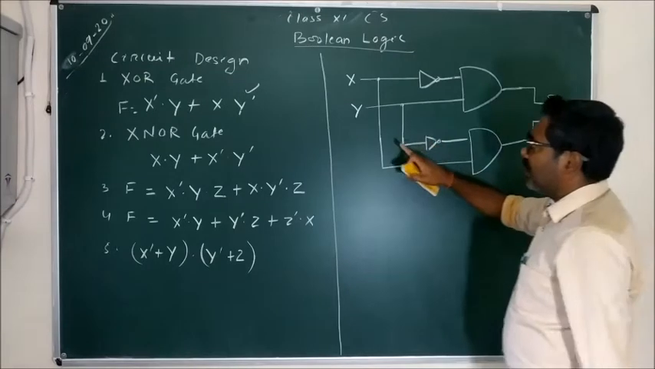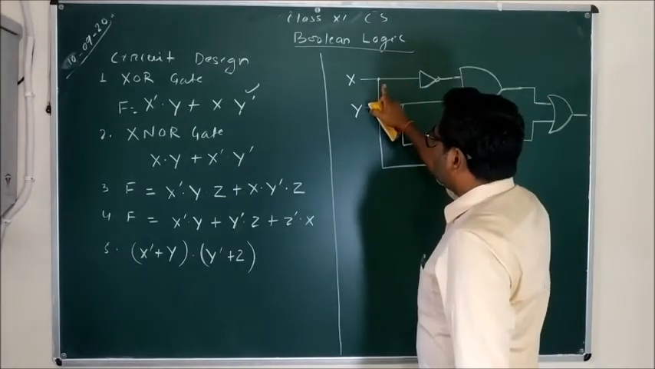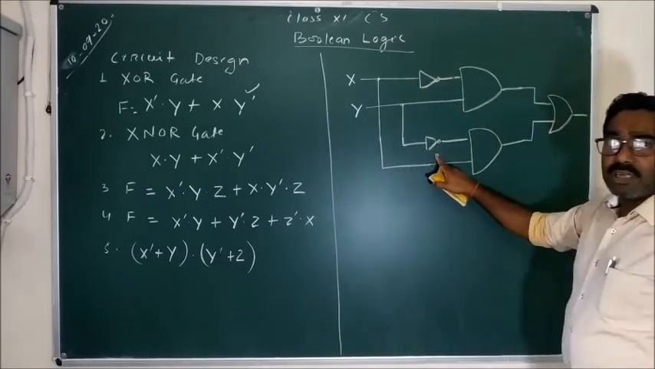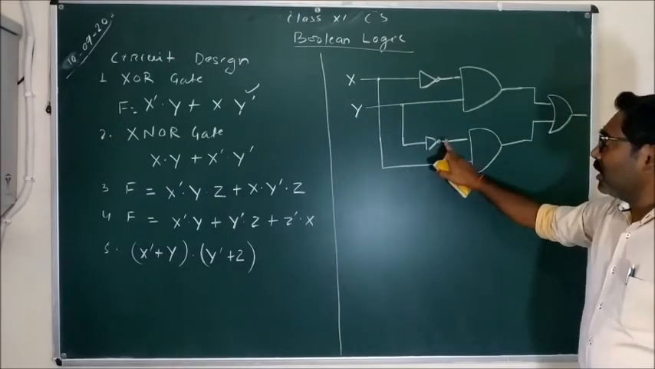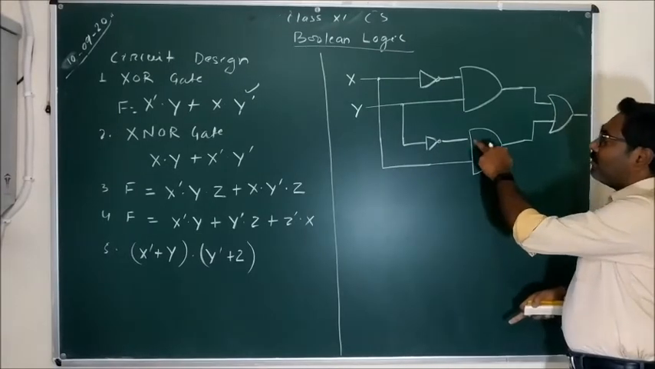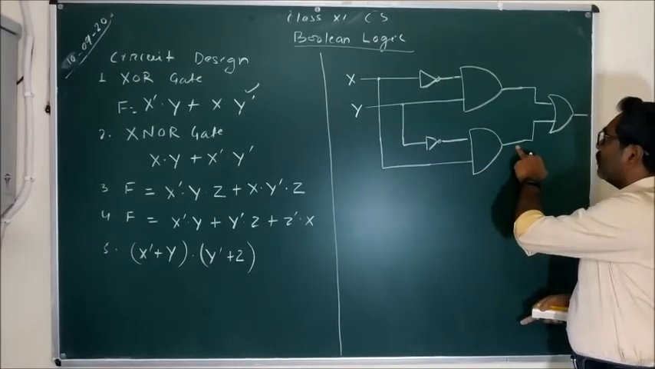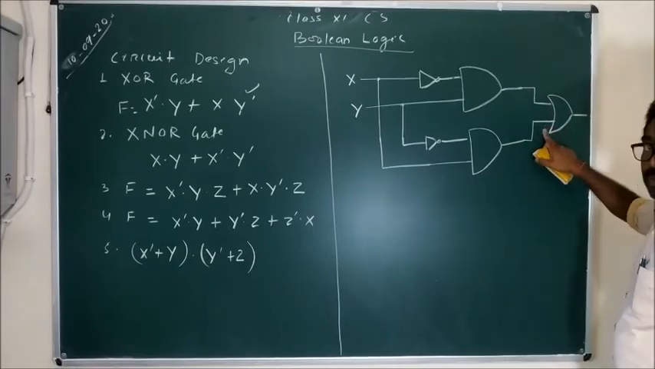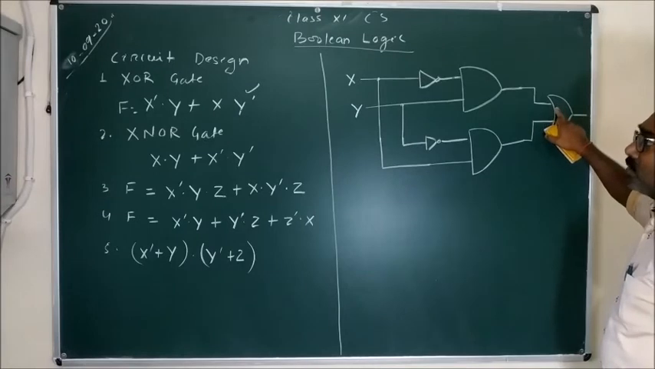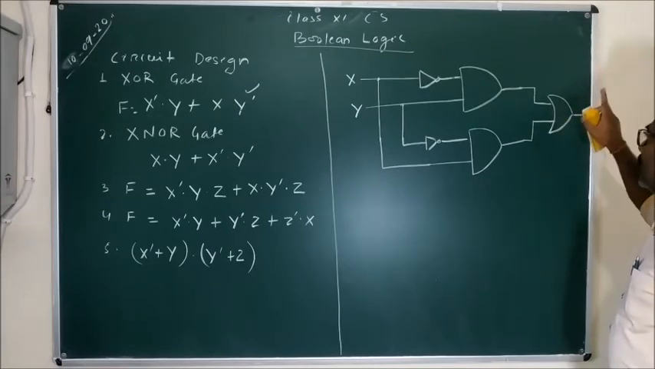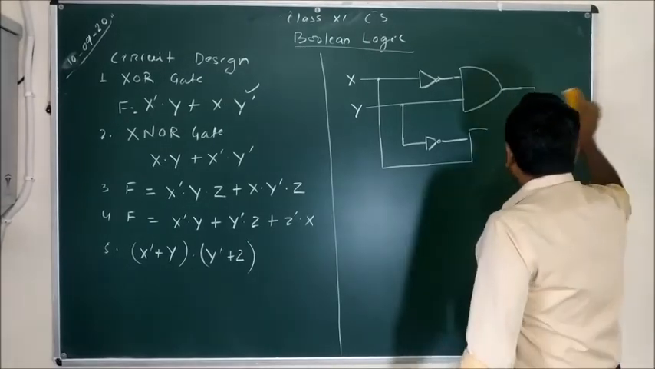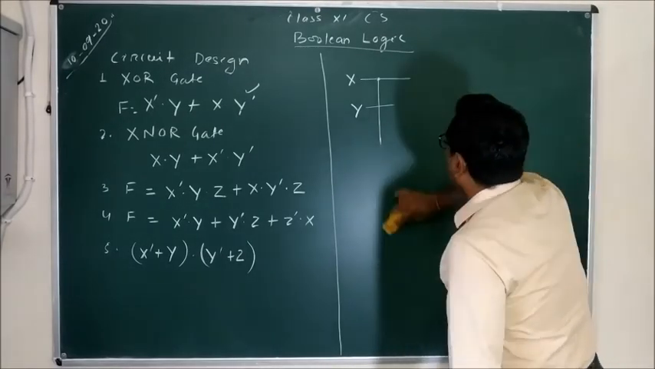After that, in the same manner, we are having x directly and y passed through a NOT gate, so we will have the y dash passed through an AND gate, so that we will have now x dash dot y over here. Now for adding both of these values, we have to use an OR gate, so that we will have x dash dot y plus x dot y dash over here.